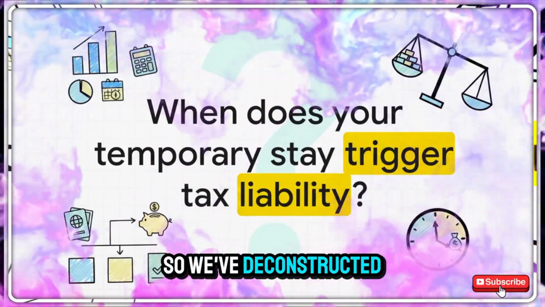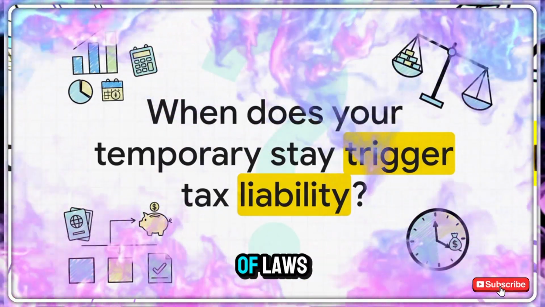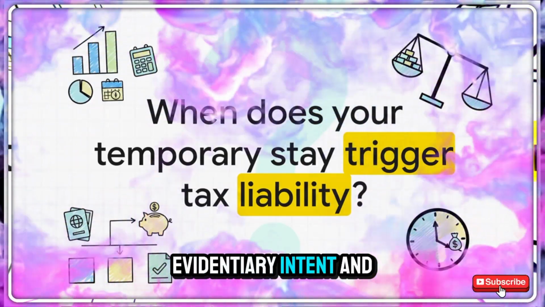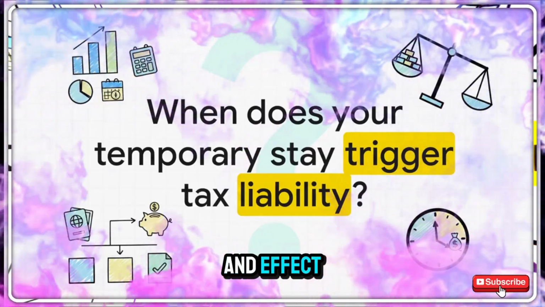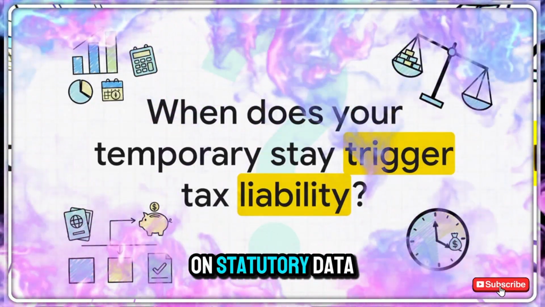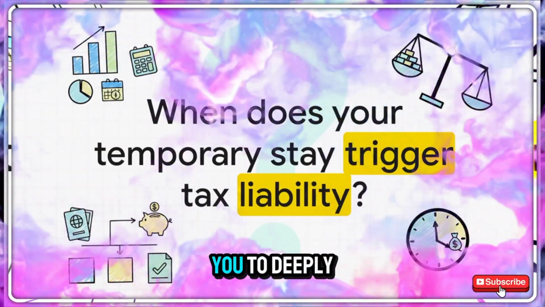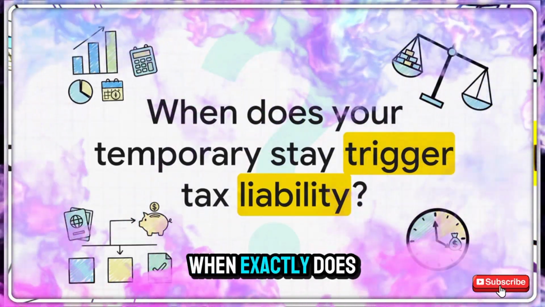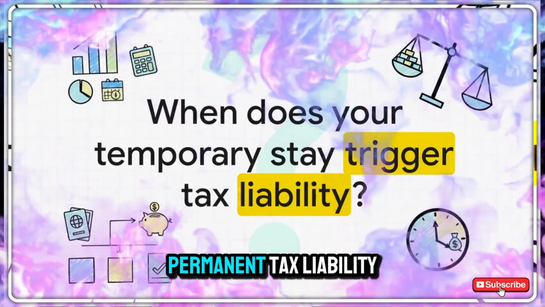So, we've deconstructed the underlying mechanisms today. The baseline separation of laws, the rigid mathematical thresholds, evidentiary intent, and mandatory reporting. It's a system of strict cause and effect that completely ignores assumptions and operates only on statutory data points. Which leaves us with a critical, provocative question for you to deeply analyze regarding your own educational presence. When exactly does your temporary stay mathematically trigger a permanent tax liability?